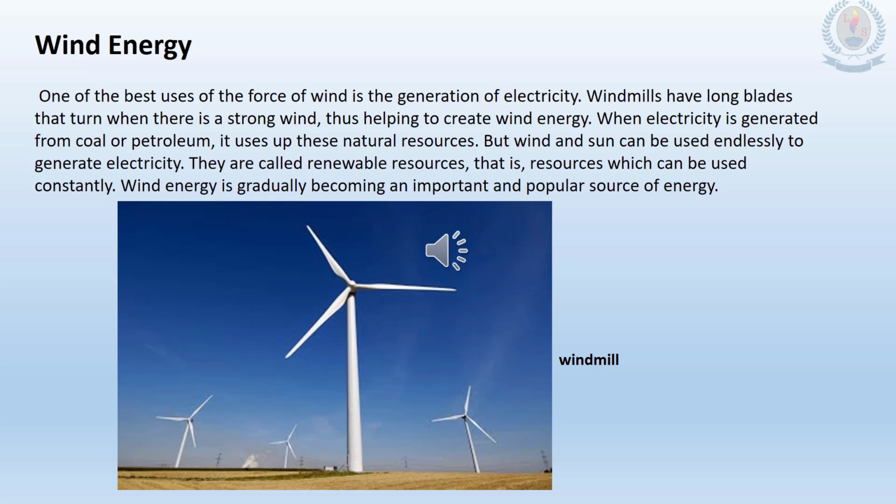When electricity is generated from coal or petroleum, it uses up these natural resources. But wind and sun can be used endlessly to generate electricity. They are called renewable resources. We can use them again and again. That is, resources which can be used constantly.